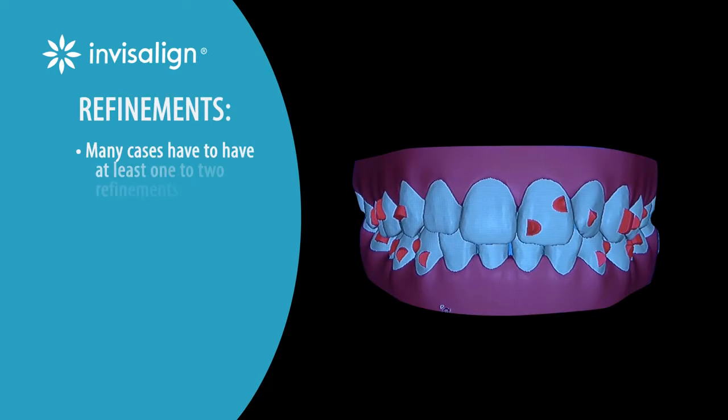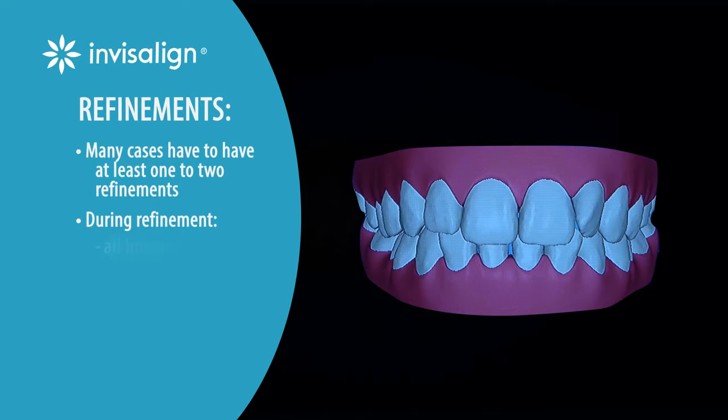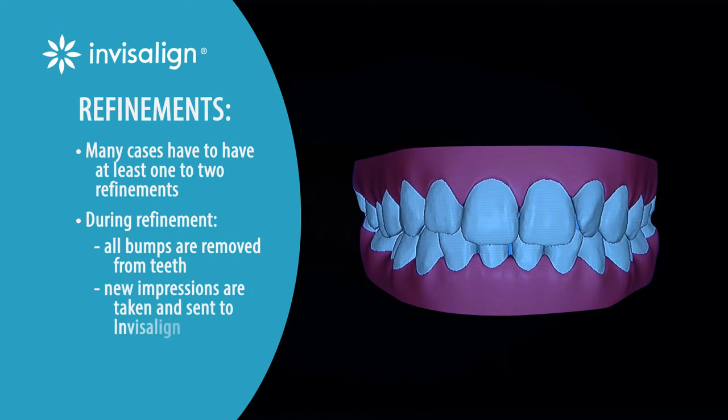I tell all of our patients that many cases have to have at least 1 to 2 refinements. And a refinement is where we kind of detail and finish the case. At refinements, we will take all the little bumps off the teeth, take new impressions of the teeth, send it back into Invisalign, and tell them exactly what we want to detail and finish. Fortunately, I've had some cases that never need a refinement. They finish beautifully. But especially in severe rotations and other movements that are more difficult, things may not be together exactly the way you want them. And those cases would require a refinement.